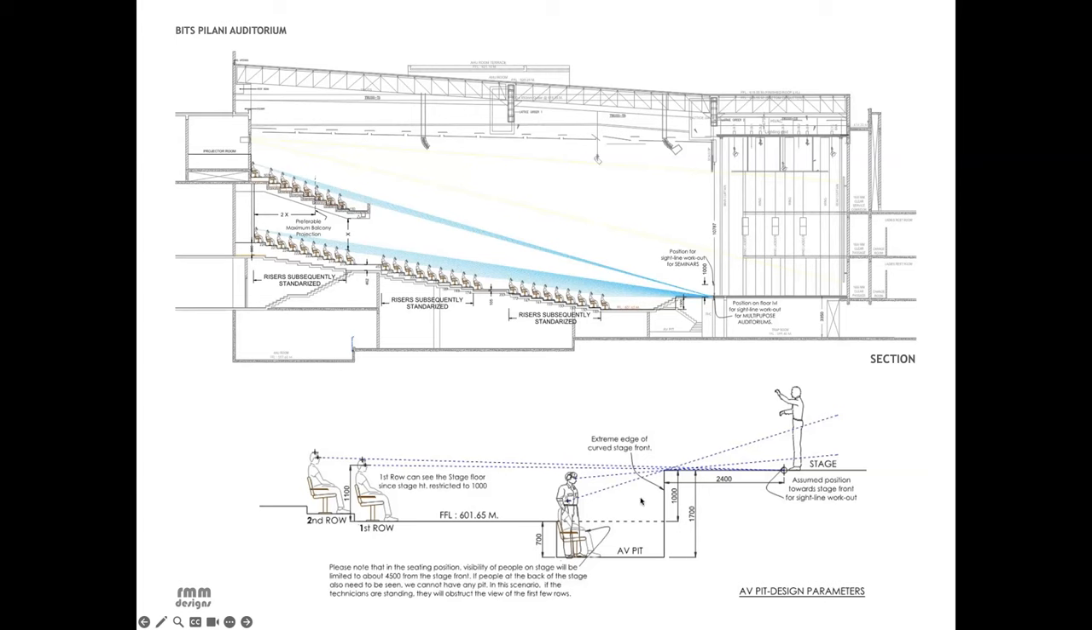And a lot of people prefer this pit because the technicians over here are closer to the stage occupants. An artist who's sitting on stage many a time needs to make some adjustment to the mic or to the monitor speakers or something like that. So it's easier to communicate if the person is sitting bang in front instead of communicating with someone who's at the back in the control room. This is typically required for larger auditoriums where the control room is too far back.